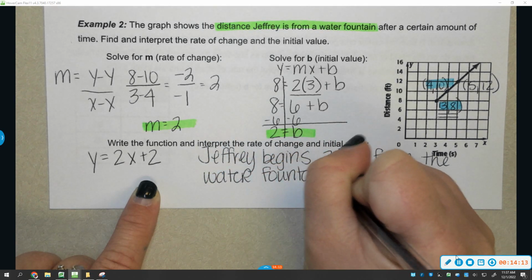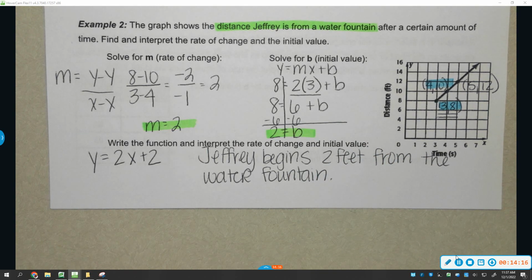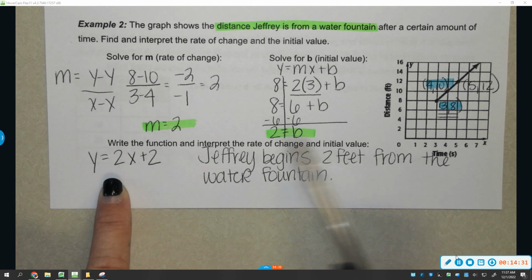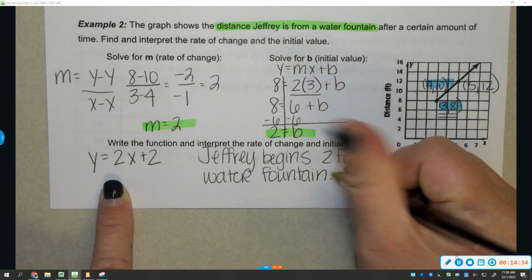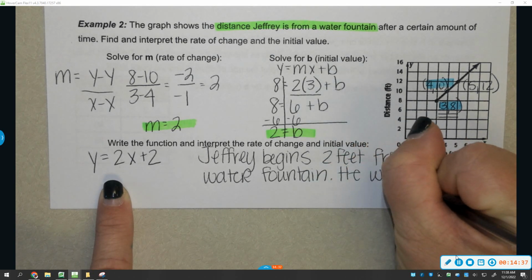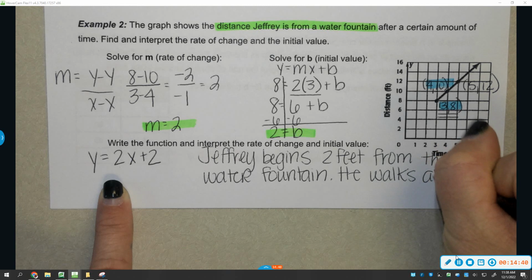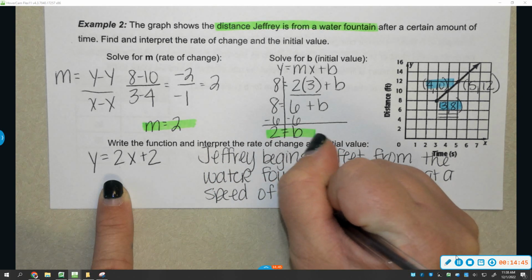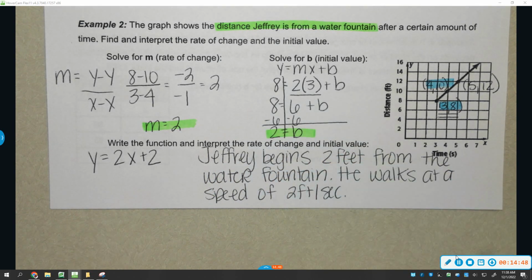All right, when in doubt, just think about initial value means where you begin or where you start. If we're not talking about a fee or a plan or a rate like that, just think it's the beginning value. So he begins 2 feet from the water fountain, and then he has this rate of feet per second. So from that, he walks at a speed of 2 feet per second. The second part is just saying how quickly, or what is the rate, that he walks away from the water fountain.